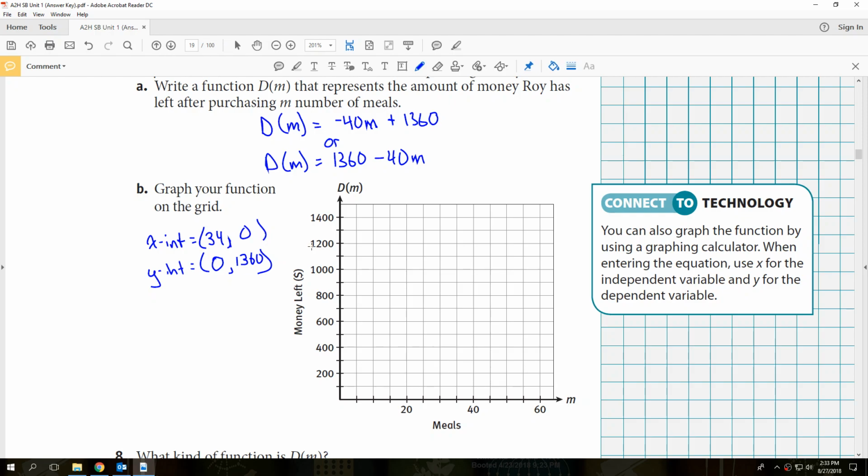You'll see that that's actually probably the quickest way to graph these lines, just finding the x and y intercept. Again, I understand that these are not technically x and y axes. This is m and d of m, but we're just putting it in terms that we're used to and understand. So anyway, let's go ahead and plot these. We've got 34, 0. These are going by 5s, it looks like. So here is approximately 34, 0. And the next one would be 0, 1360. So that would be about right here.